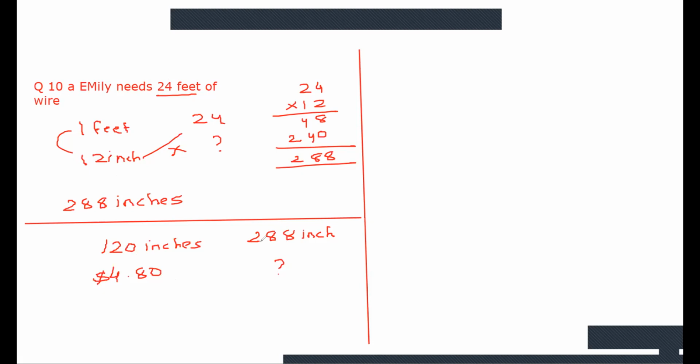Now, how will I solve this? Who will tell me? Zishan? Yes, Miss. You will divide. Always for such kind of questions: 120 inches, $4. 288 inches, how much? I've been doing this kind of question for the past 2 to 3 weeks now. So everyone must know that I will divide this and I will multiply this. I told you where the question mark is, write that down first.